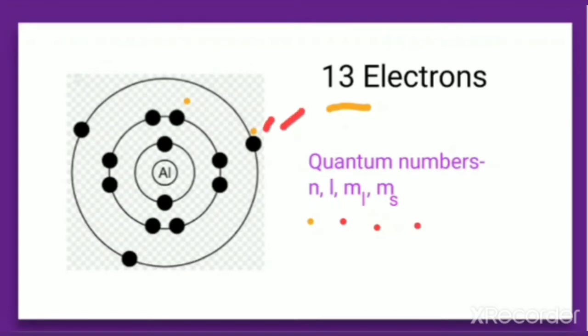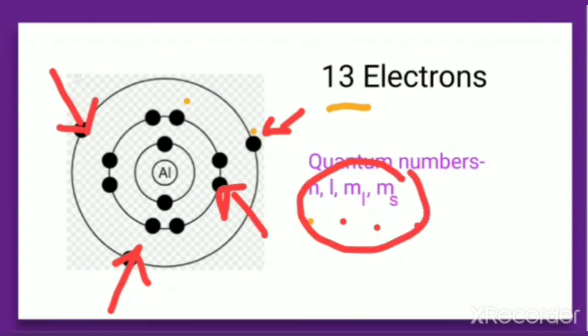If you find the values of the 4 quantum numbers for this electron and compare with this electron, they will be different. When you compare for this one, it will also be different, and for this one also. That shows that no 2 electrons in an atom can have all 4 quantum numbers equal. Comparing the quantum number values of all the electrons in an atom, you will find that no 2 electrons have all 4 values in common.